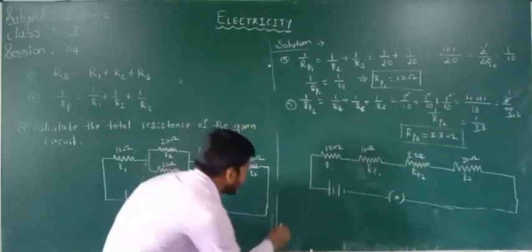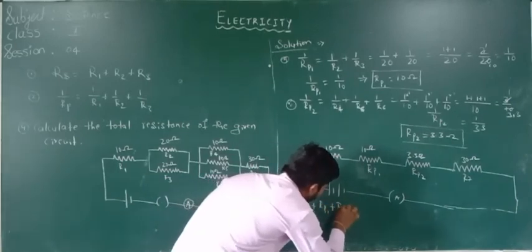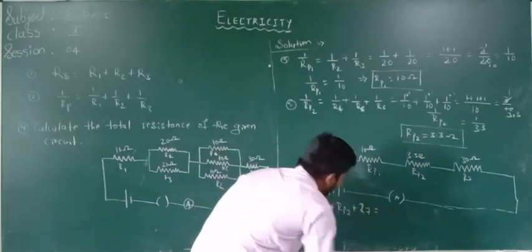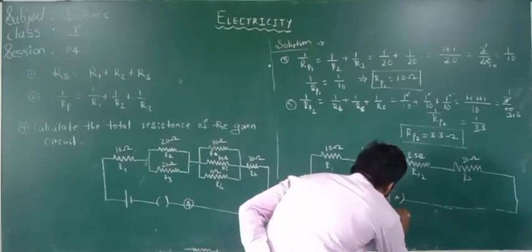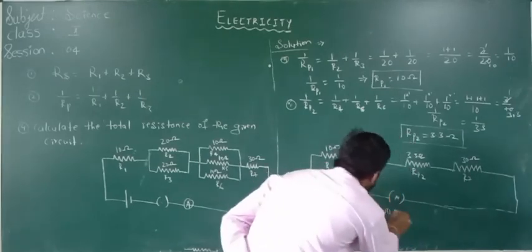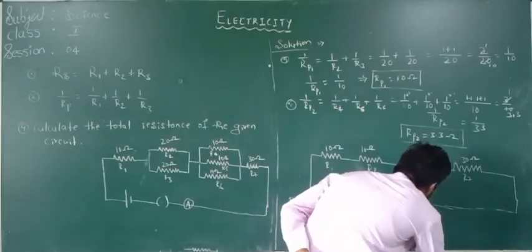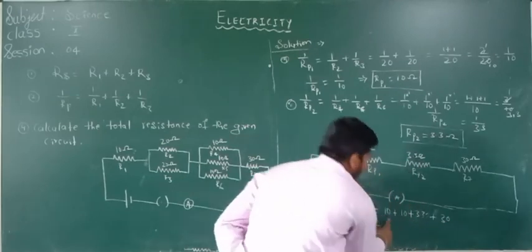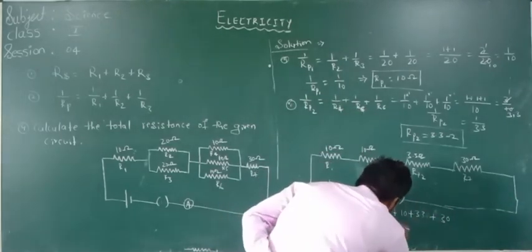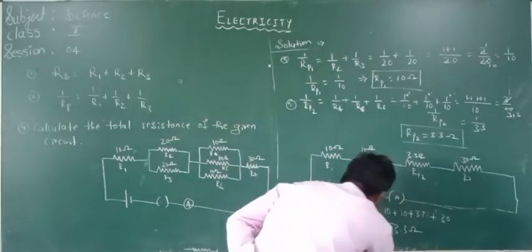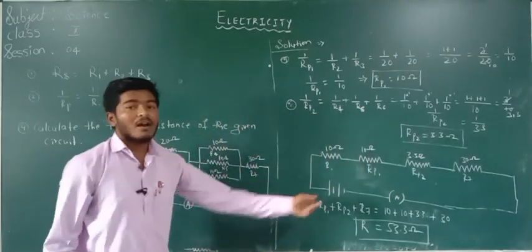Now the total resistance R is equal to R1 plus RP1 plus RP2 plus R7. Why? Because all the resistors are in series. Therefore, R1 is 10 ohm plus RP1 is also 10 ohm, RP2 is 3.3 ohm and R7 is 30. That is equal to 10 plus 10, 20, 20 plus 30, 50, 50 plus 3.3, that is 53.3 ohms. This is the total resistance of the circuit.